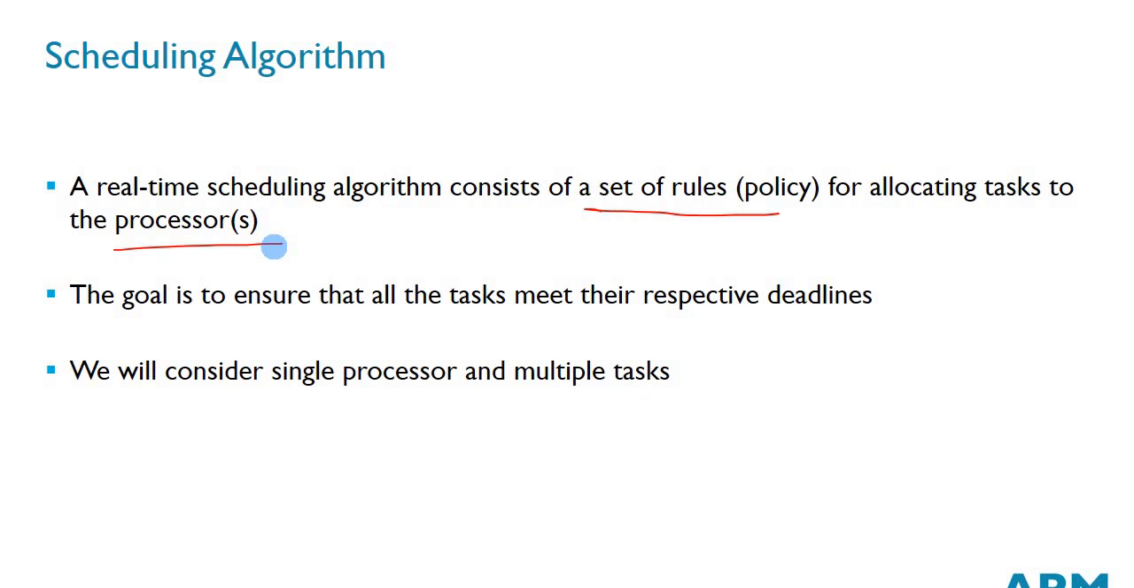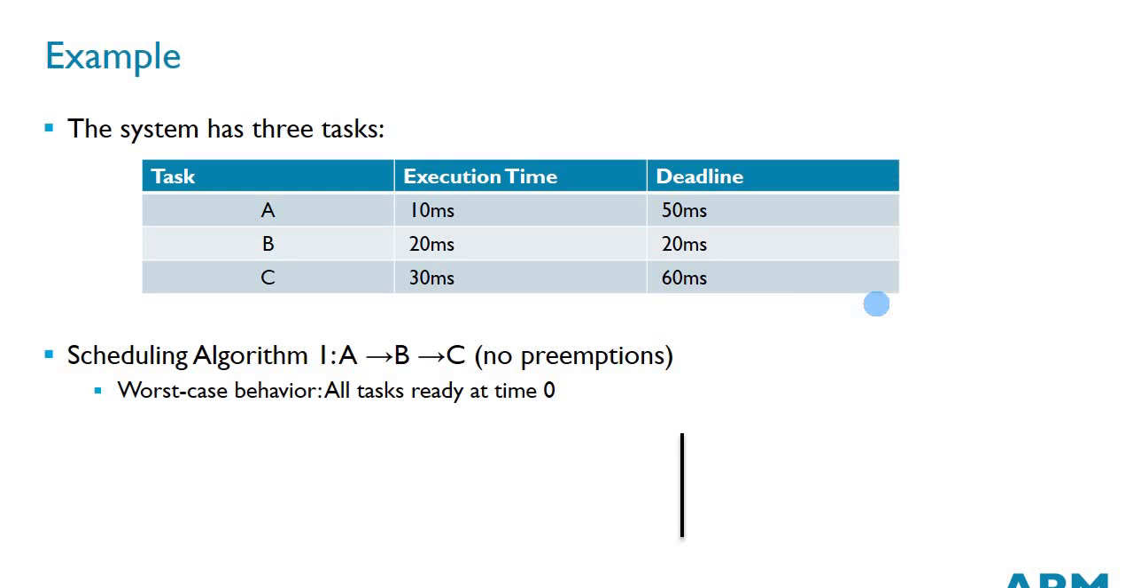What is important is that we want to be able to meet all the deadlines. You can have multiple tasks, each with different deadlines, and we want to be able to fulfill all these deadlines. How do we come up with a scheduling algorithm that is able to fulfill this objective?